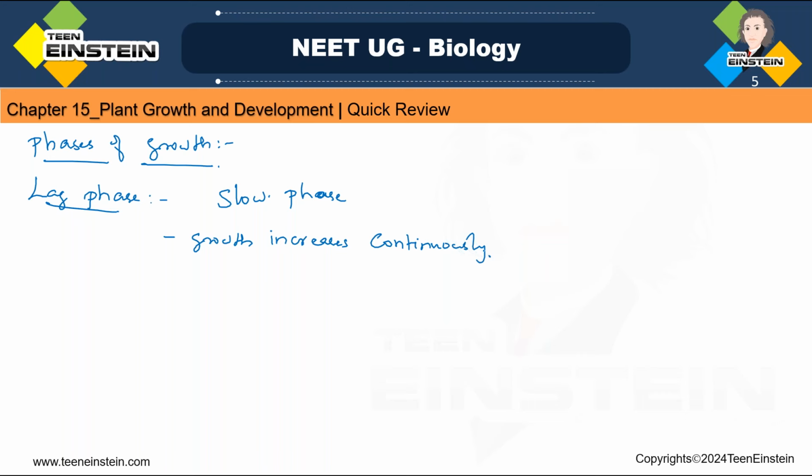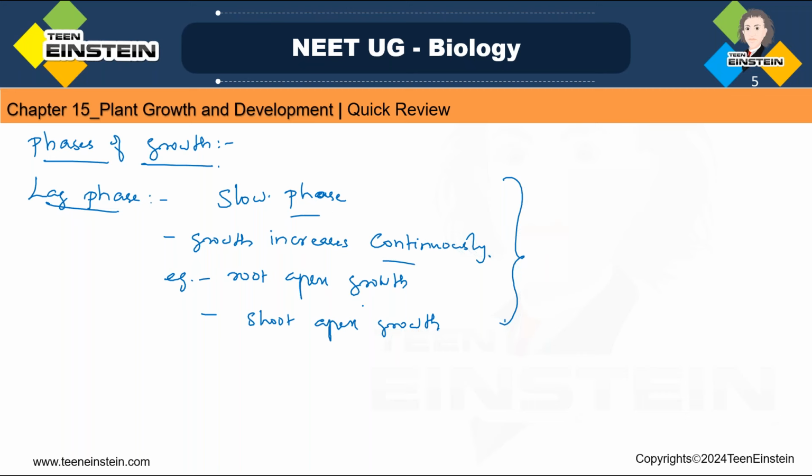For example, we can say root apex growth and shoot apex growth. All these four questions were there in previous exams. You may get each and every point as a question. Root apex growth and shoot apex growth show the lag phase. It is a slow phase and growth increases continuously. All these points you may get as a question. So growth is slow, growth is continuously increasing, and growth of the root apex and shoot apex region is the lag phase.